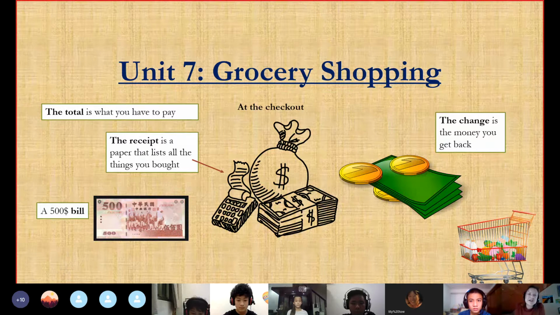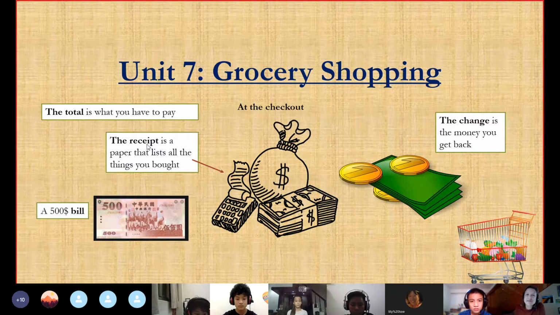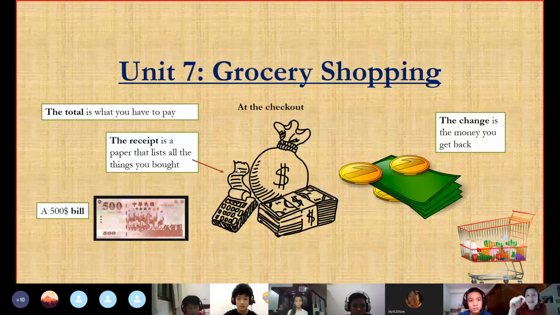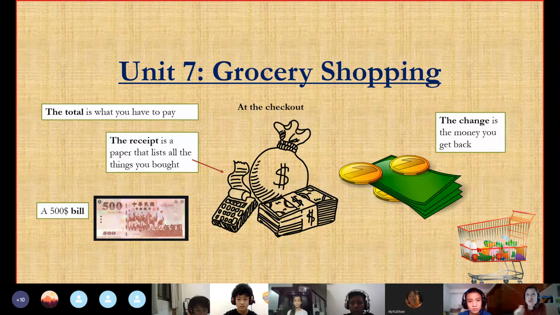Very good. Okay, let's see. Ryan, can you explain what a receipt is? The receipt is a paper that lists all the things you bought. Right, so we can see here in this picture, this is the receipt, right? So here, everything is written, what we buy, what we bought.